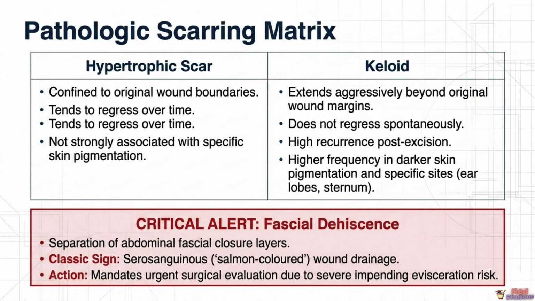When wound healing overshoots its normal endpoint, pathologic scarring occurs. Understanding the two types of pathologic scars and their distinguishing features is a consistent examination topic. Both represent excessive collagen deposition beyond what is needed for structural repair, but they differ in behavior and extent. A hypertrophic scar is confined within the original wound boundaries. It does not extend beyond the margins of the initial injury. Importantly, hypertrophic scars tend to regress spontaneously over time with conservative management, and they are not strongly associated with specific skin pigmentation types.